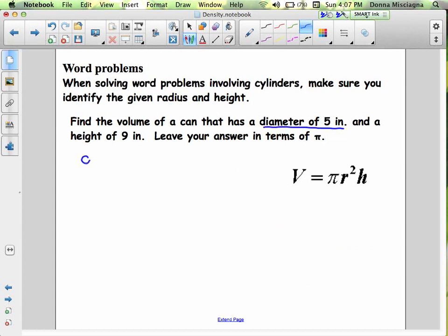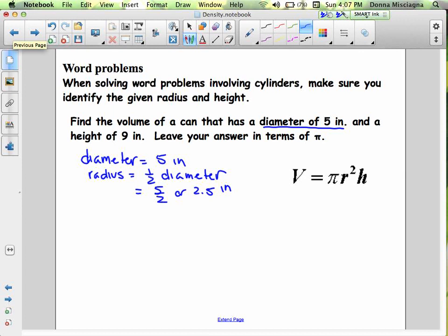So if the diameter equals 5 inches, we want the radius, and we know the radius is half the diameter. So that means it's 5 halves or 2.5 inches, whichever one you like, since both of those are exact answers. And a height of 9 inches. So the distance between the bases is 9 inches, and we want to find the volume.